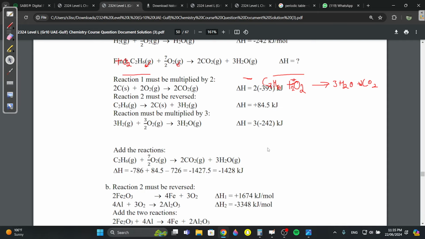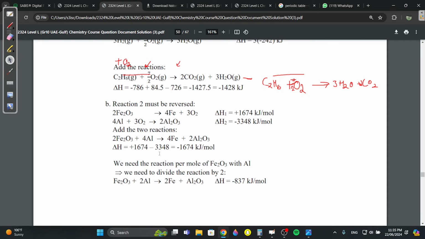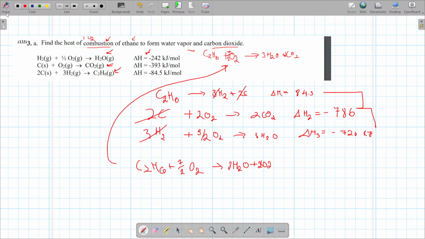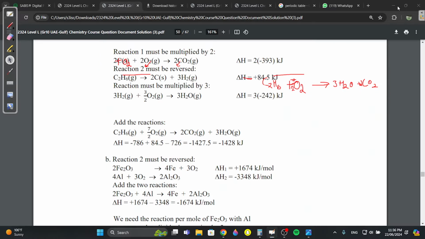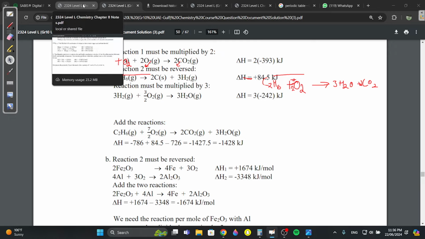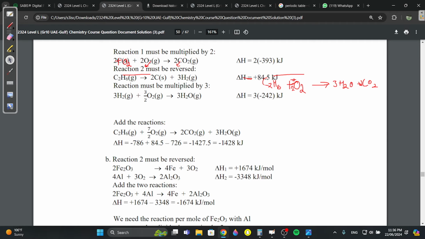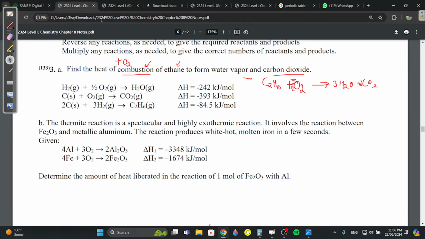Yeah, okay. You're gonna get minus 1428. Are these the same numbers I got? Minus 726, minus 786, 84.5. Yes. Okay. You get minus 1428. To 3 significant figures? Yeah. To 4 significant figures. Please pay attention to significant figures.